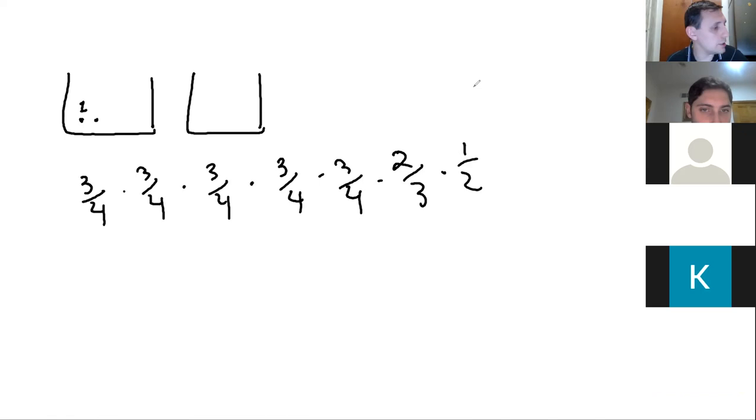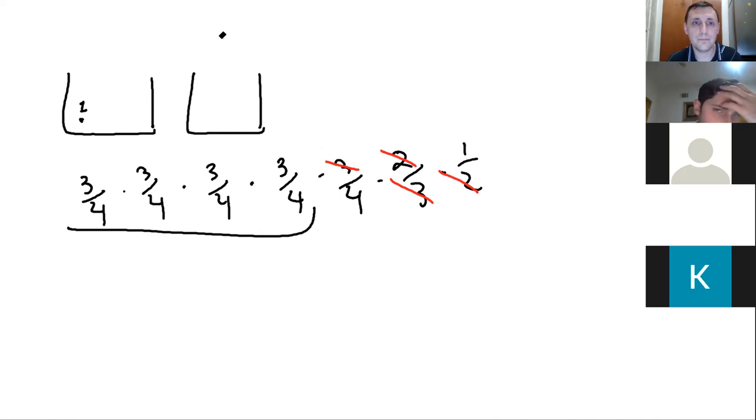Good, now let's look at what happens here, guys. So we have this. Now I can cross away 3 and 3, 2 and 2. And so what do I get? The probability that molecule one survives is 3/4 to the power of 4 multiplied by 1/4.